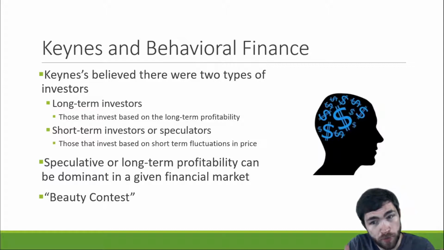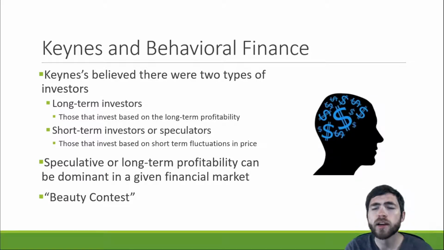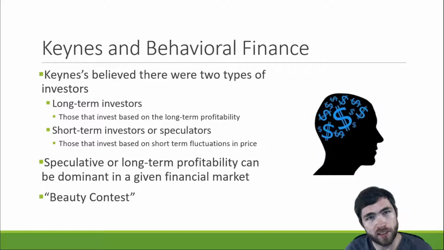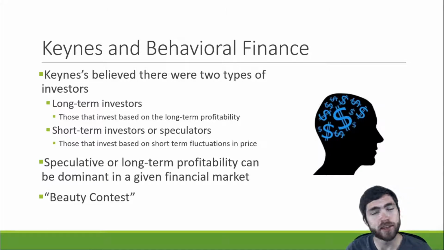Short-term investors or speculators are more focused on the short-term fluctuations in the market. And so they hope that they will be able to simply sell their share of a company, for instance, for more than they paid for it weeks or months after they did it, rather than holding on to it for years at a time. Speculative or long-term finance may be dominant in any given financial market at any given time.